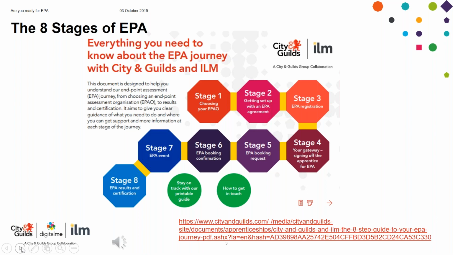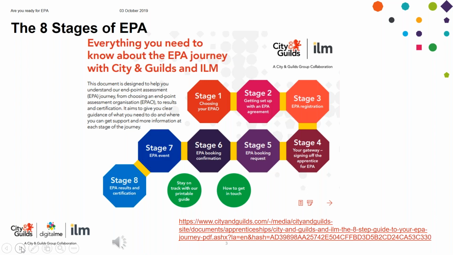Once you've got access to the EPA portal, you have 10 days in which to upload your evidence. We will check on day 11. If at this stage you have not uploaded your information and you get past day 11, you will then need to email epa@cityandguilds.com once you've uploaded the gateway evidence, so we can then check it and move the booking on to confirming the date.